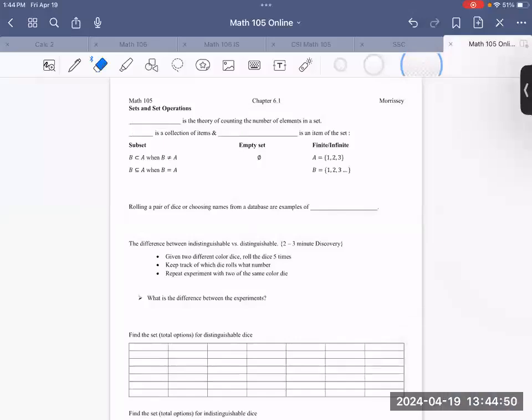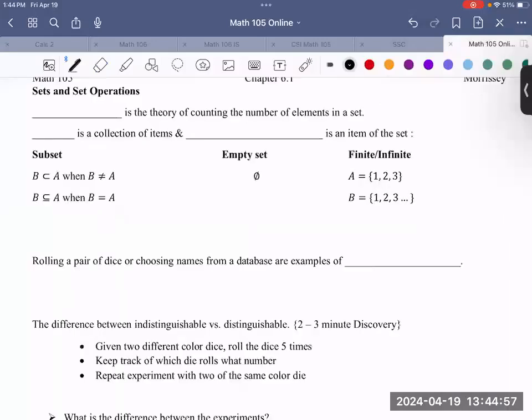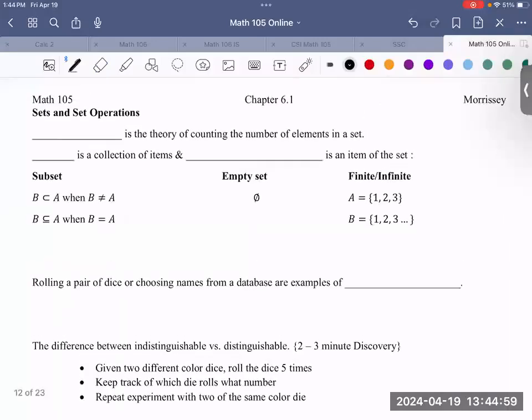Welcome to Math 105, Chapter 6.1, where we talk about sets and set operations. Now, in this chapter, we're going to be working with a lot of dice rolls and simulations. So if you do have a pair of dice, whether they are the same exact color or two different colors, or if you have both, that would be ideal. Now, if you don't have that, that's okay.